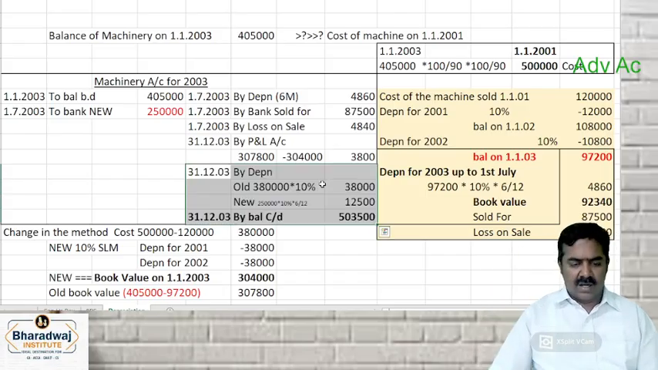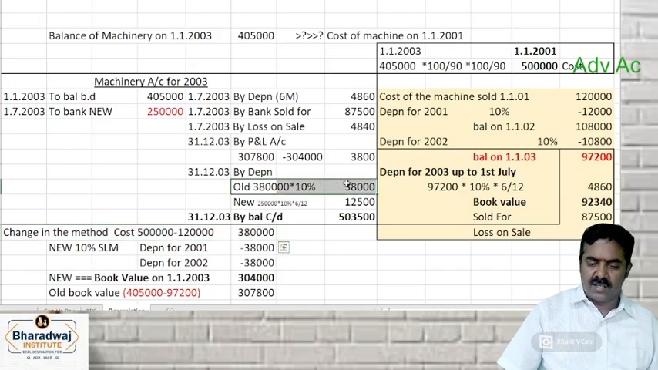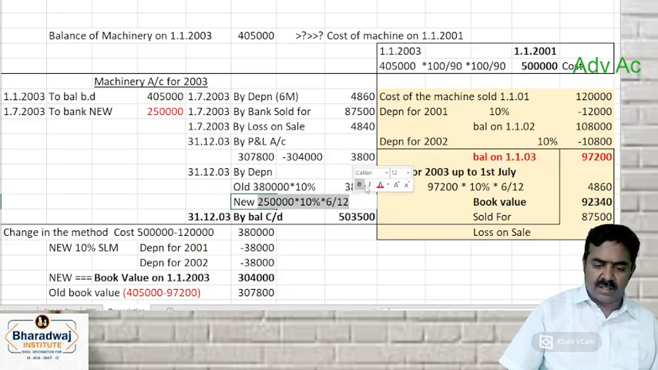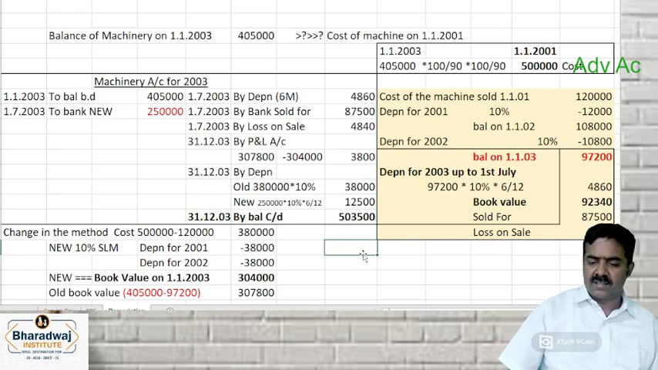Wait. At the end of the year, we have to provide depreciation. For this old asset, what is the cost? 3,80,000 at 10%. For the new asset purchased, 10% for how many months? 6 months. Let us provide depreciation. So tally it by balance.